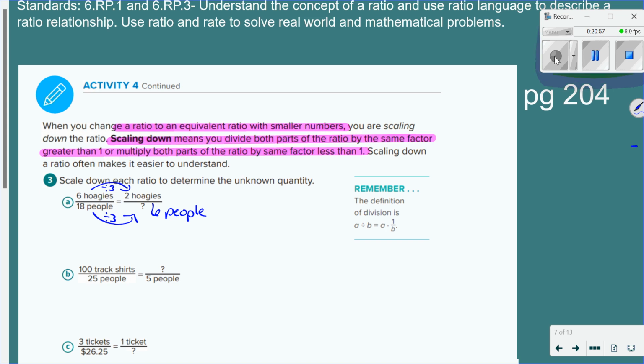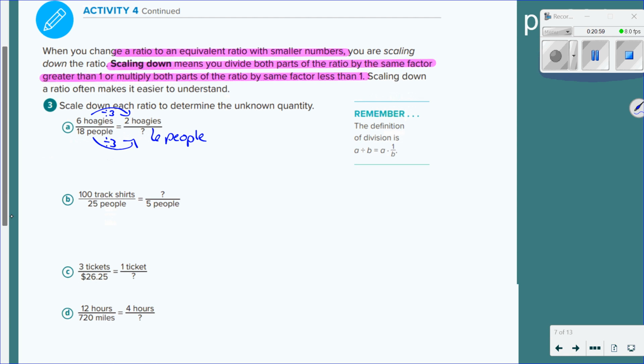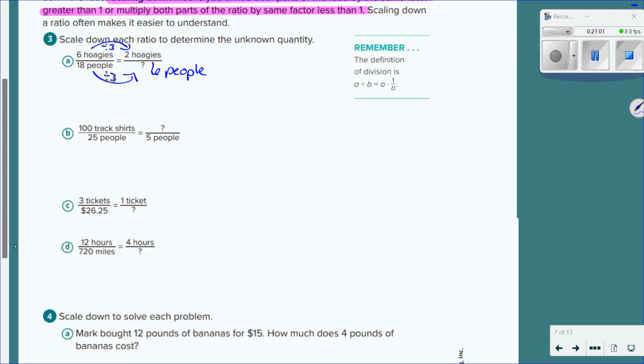All right, let's look at B. 100 track shirts for 25 people, but instead I'm only buying them for 5 people, so what am I going to do? I'm going to divide by 5. So what do I do to the shirts? Also by 5, and I get 20 track shirts.